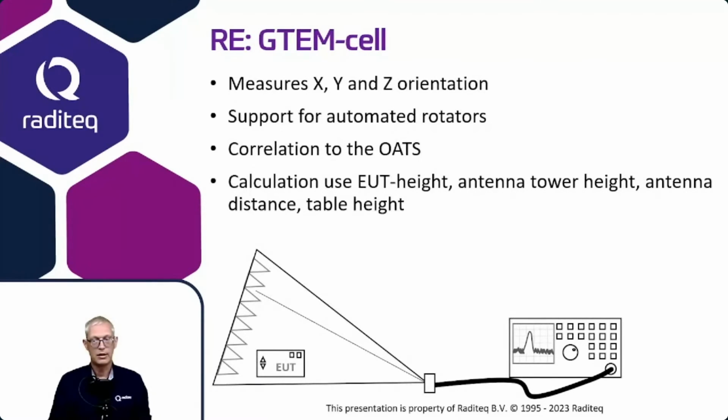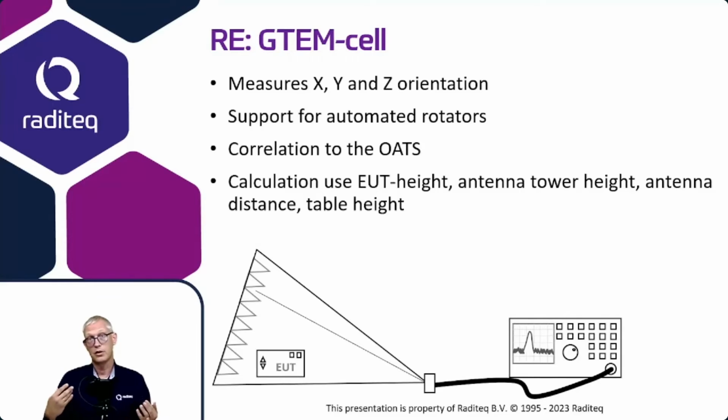For radiated emission testing, we also support the GTEM Cell. It measures the X, the Y, and the Z orientation. During that measurement, you of course have to rotate the EUT inside the GTEM. We support the automatic control of rotators, so that the software RadiMation controls if the EUT should be repositioned. It's also possible to configure it to give feedback to the engineer that it has to be repositioned manually if no automated rotator is possible.